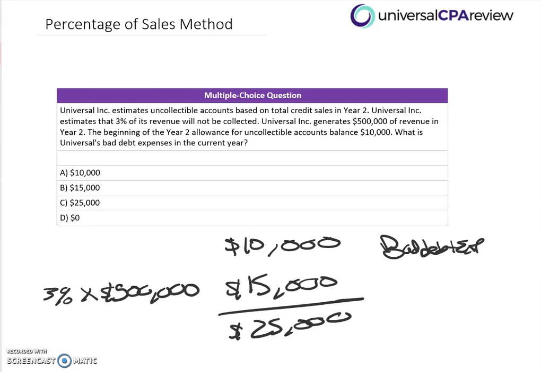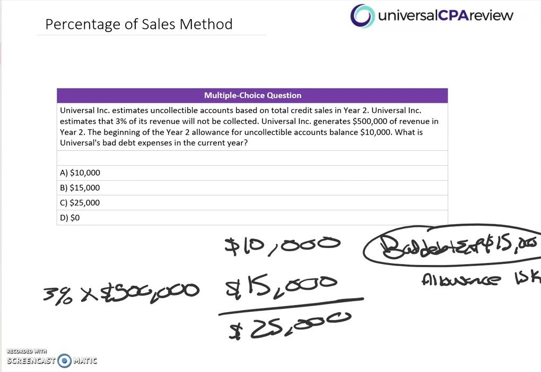Which is going to be $15,000. And our credit is going to be that allowance for uncollectibles. I'm just going to write allowance. That's going to be the other $15K. So again, our $15,000 bad debt expense is just going to be calculated by our percentage of revenue.